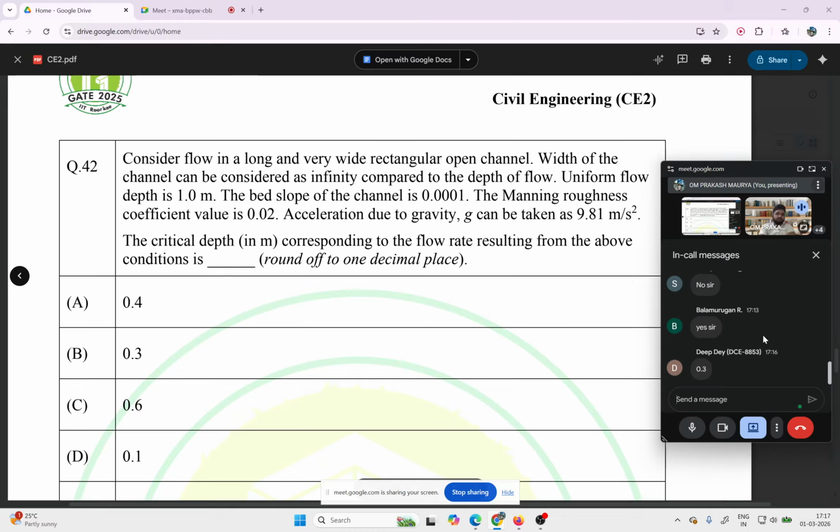Other participants, please. You have four options: 0.4, 0.3, 0.6, 0.1. If it is not visible from your side, I am trying to tell you. Out of four, you have only one correct answer, I think.